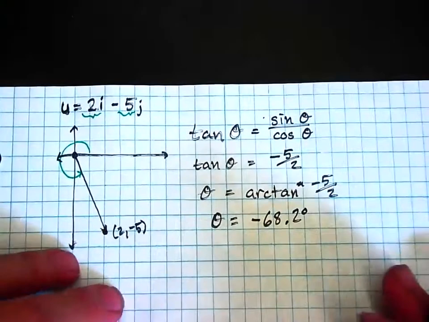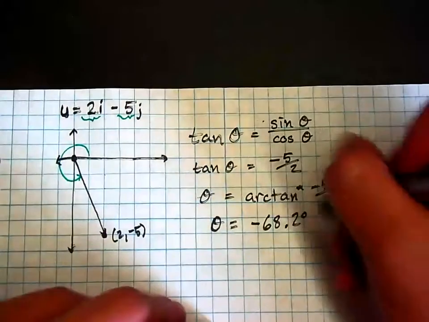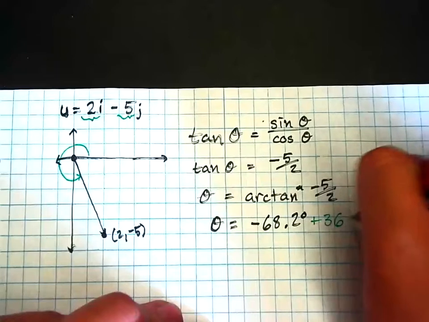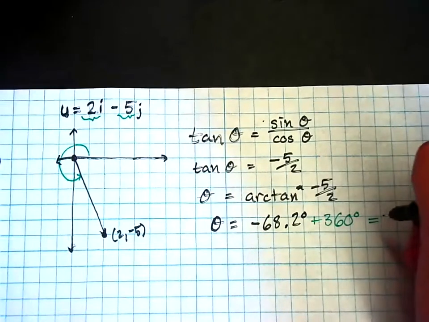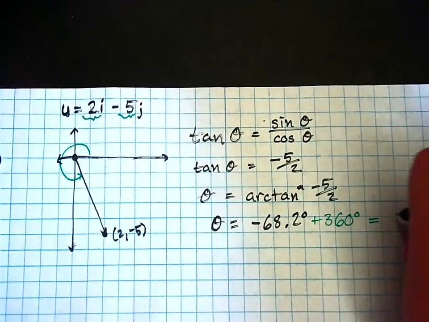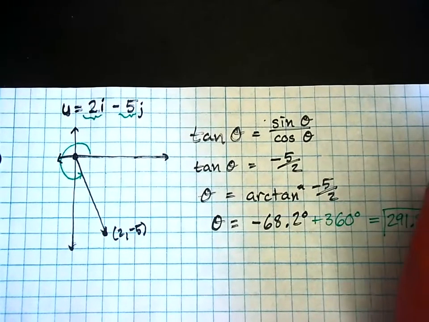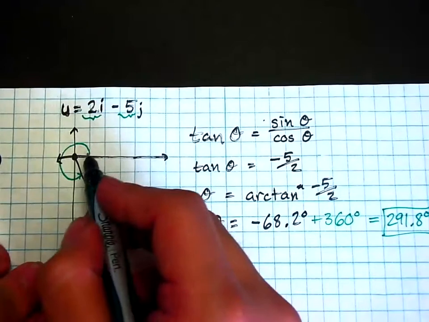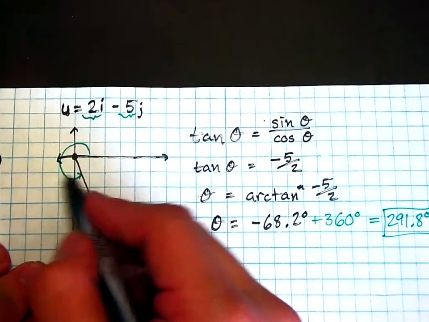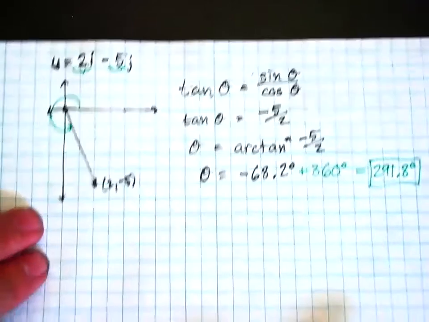But I don't want to refer to them as negative angles, so I am going to have to add 360 to it, which gives me a direction angle of 291.8 degrees. Okay, so that is the direction angle, the full measurement of this little angle right here. And that's it for example 1.